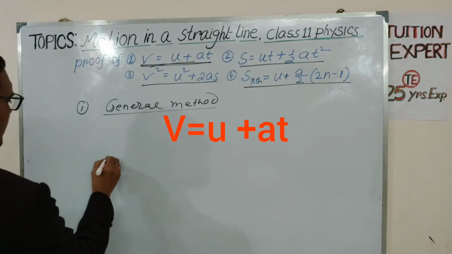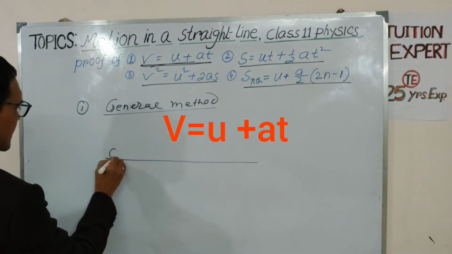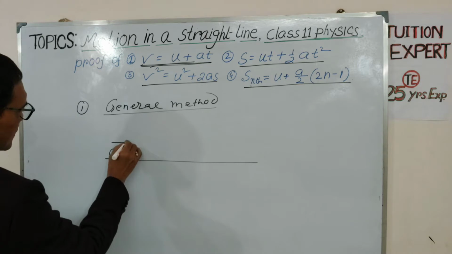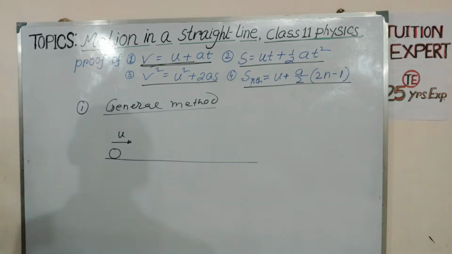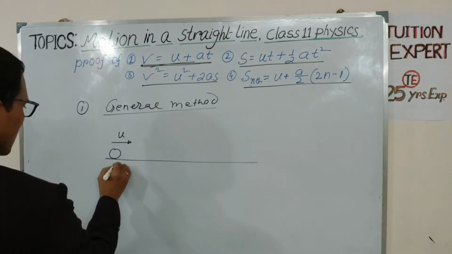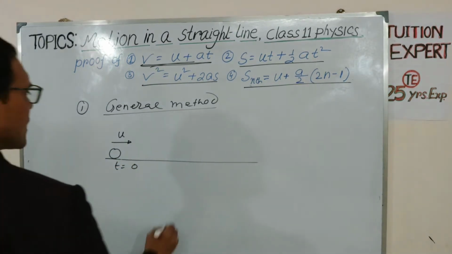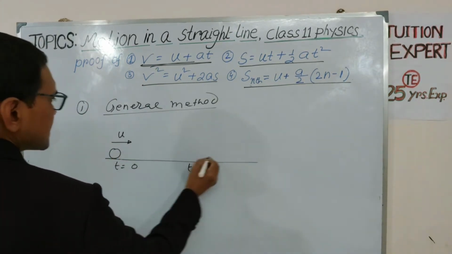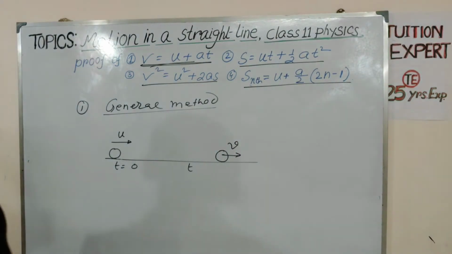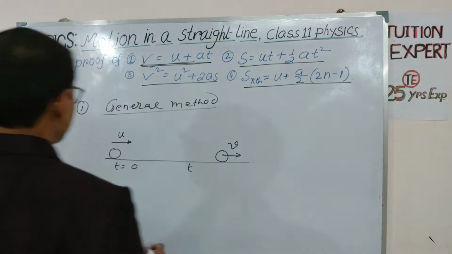General method. Suppose a body or a particle moves with velocity u. That is, the initial velocity of the particle is u at t equal to 0. Now after t seconds, the velocity of the particle is v. So what is the acceleration of the body?